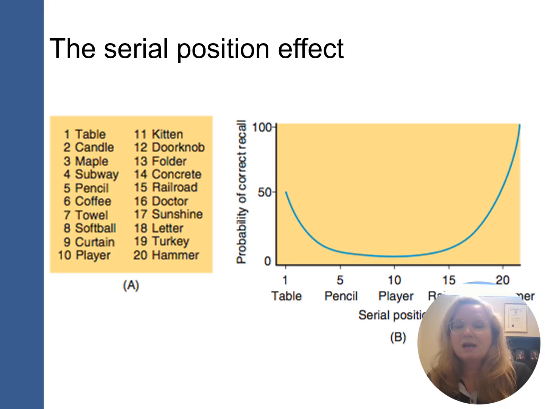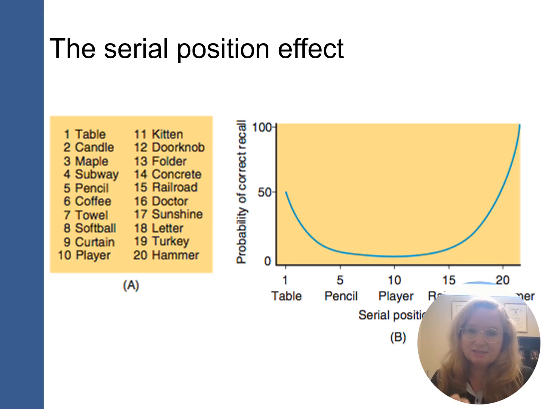In other words, the items that came early in the list, like table, pencil, those words are remembered better, but the ones in the middle of the list, a lot of them are forgotten. But then on the flip side, the ones at the end of the list tend to have fairly good memory. So if the last couple of words are letter, turkey, hammer, you are more likely to remember those words.